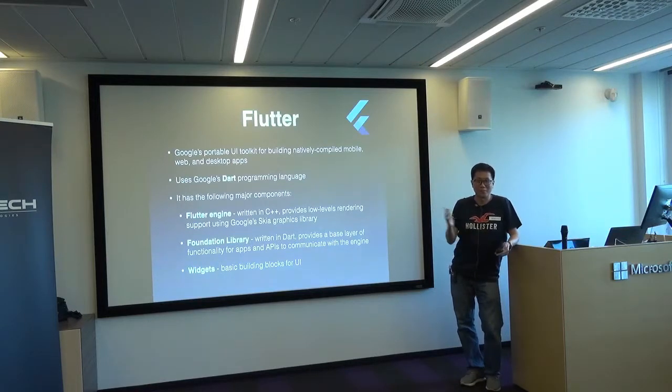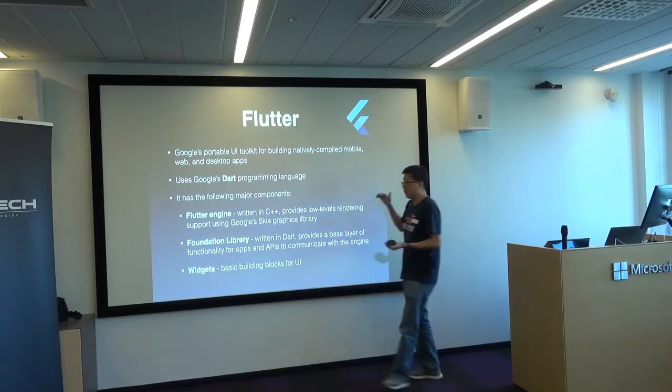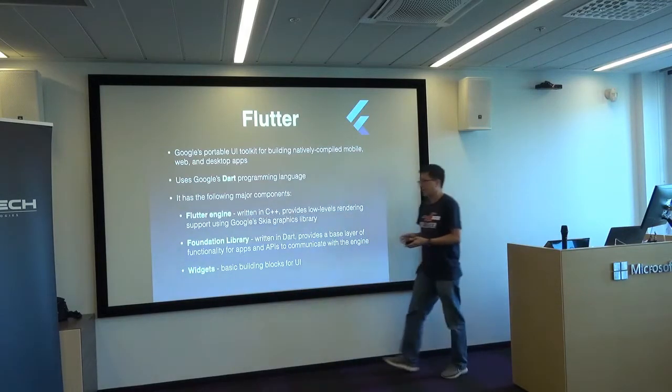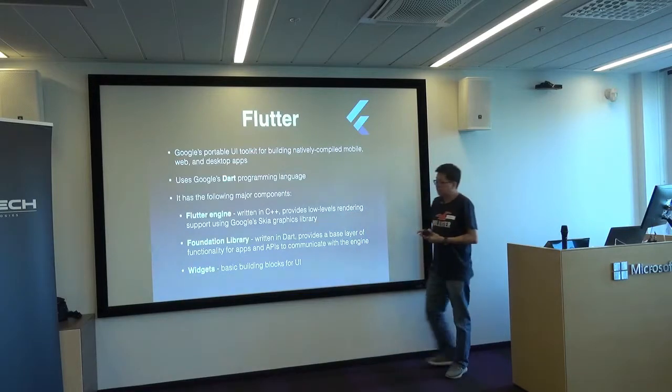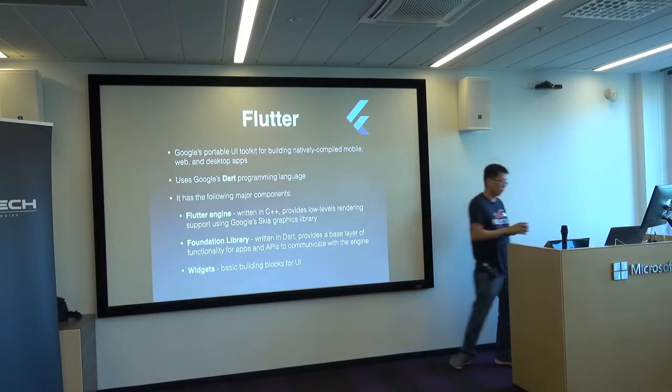Since you're going to learn Kotlin anyway, what's the problem with learning one more programming language called Dart? Heard of this language called Dart? Okay? The good news is the language itself is very similar to C#, Swift, Kotlin, and most modern programming languages. Today, everybody wants to have their own language. Anyway, it contains the following major components. It has the Flutter engine, which is written in C++, and it provides very low-level rendering using Google's Skia graphics library. It has a foundation library, and it has widgets, which is what we're going to talk about in the second part of this talk.